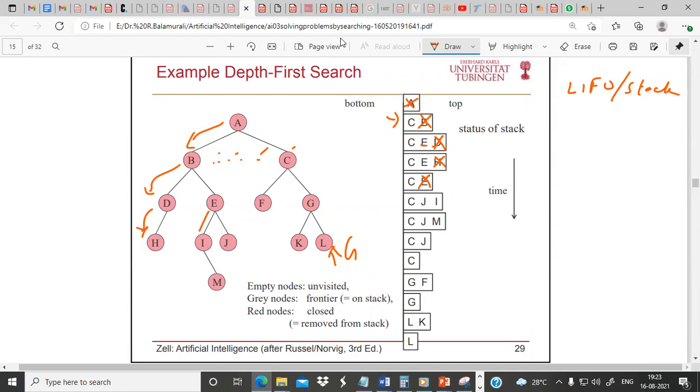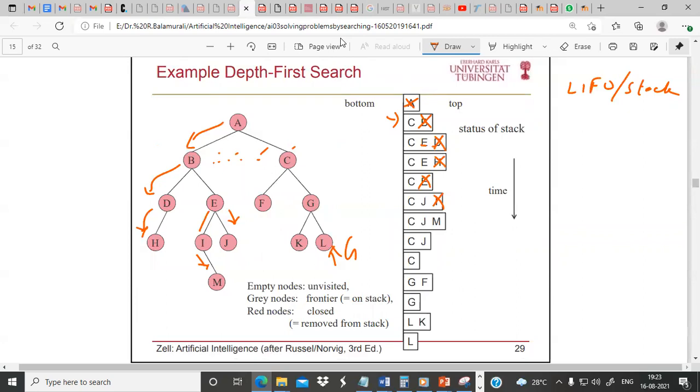When you expand E, we get I and J, but they will be pushed as J and I. First J, then I. Then check whether I is the goal state or not. No, I is not the goal state. So expand I. When you expand I, you get M. So push M into the stack. Now the top of the stack is M, so check whether M is the goal state or not.